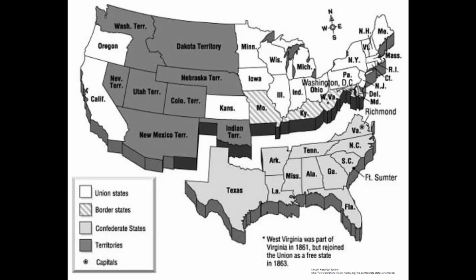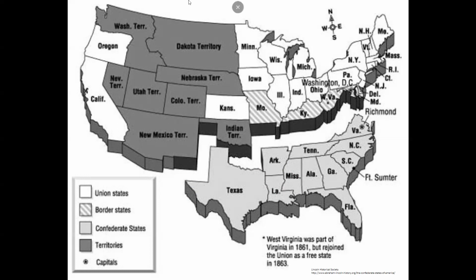After we start to see this tension build up and build up, Abraham Lincoln is elected president in 1860, and this is the final straw that basically forces the South to decide it's time to secede.